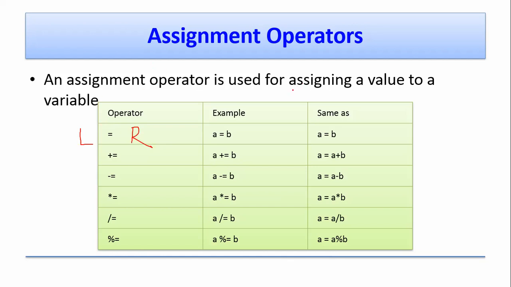The assignment operator is used to assign a value to a variable. So it executes right to left. If you say int A and then assign 10, the value 10 is assigned to variable A.